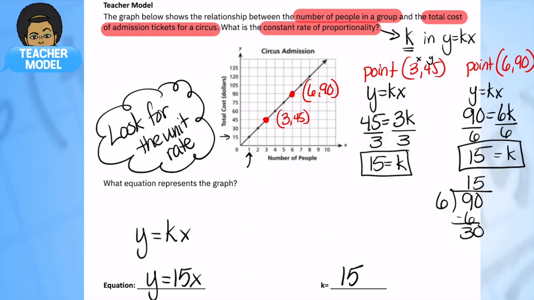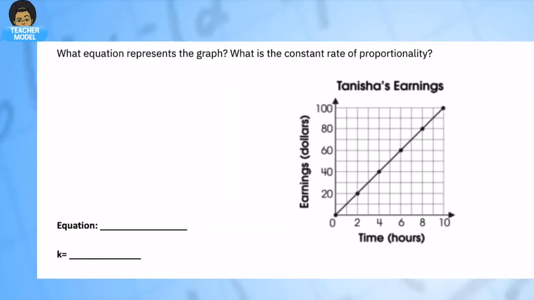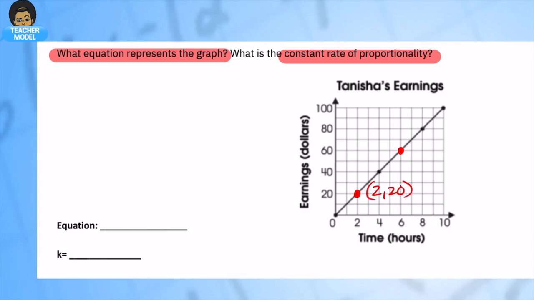And we're going to do one more together, just like this. What equation represents the graph? So that's what we want to know. And for that, we need the constant rate of proportionality. So we're going to do the same thing, just like last time. We see this is proportional. It goes through the origin, it's linear, it increases. So I'm going to use these 2 points, (2, 20) and I'm going to use (6, 60).